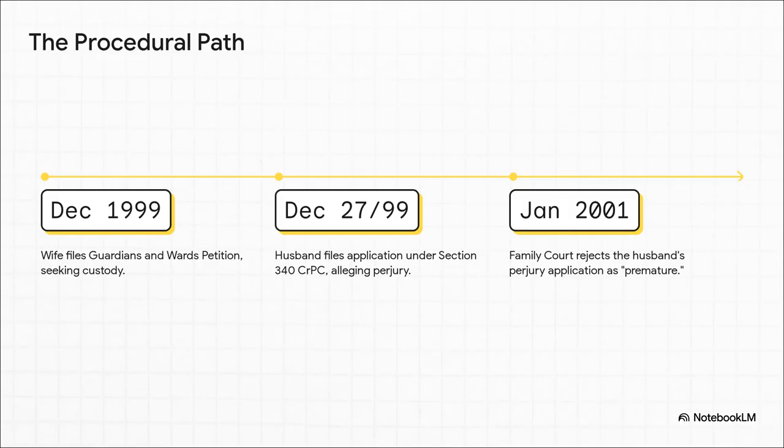Now, the timeline here is super important, so pay close attention. In December 1999, the wife files for custody. Just a few days later, the husband hits back with an application under Section 340 of the Criminal Procedure Code, claiming she committed perjury. But the family court takes one look at it and says no, rejecting it because it was premature. That one single word, premature, is the spark that lights the fire for this entire case.